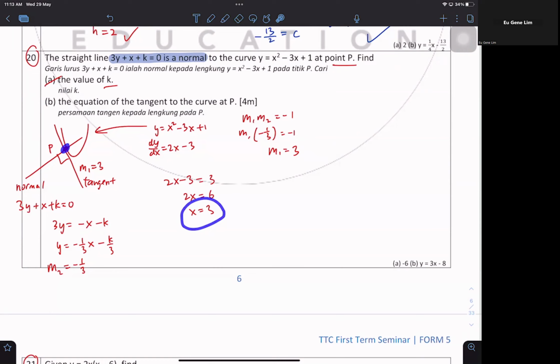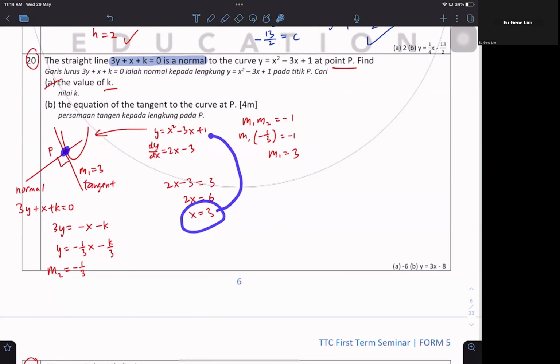But then you have x, not enough, right? You also need the y. So how to get the y? Sub into the original equation. Press calculator, which is 1. So what is the coordinate of that point P? The coordinate of point P is actually 3, 1.